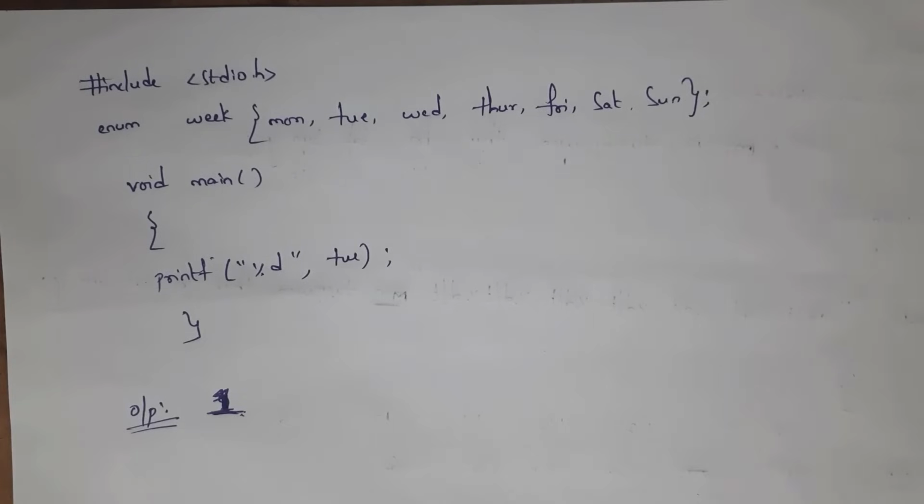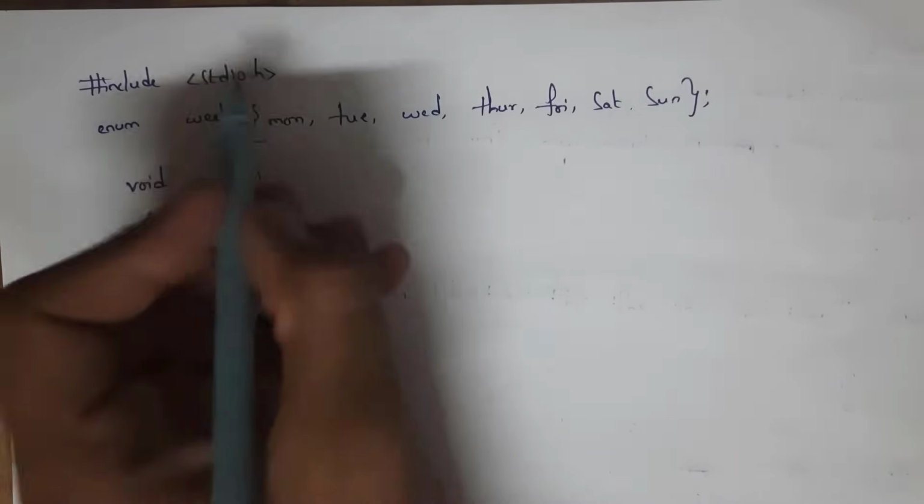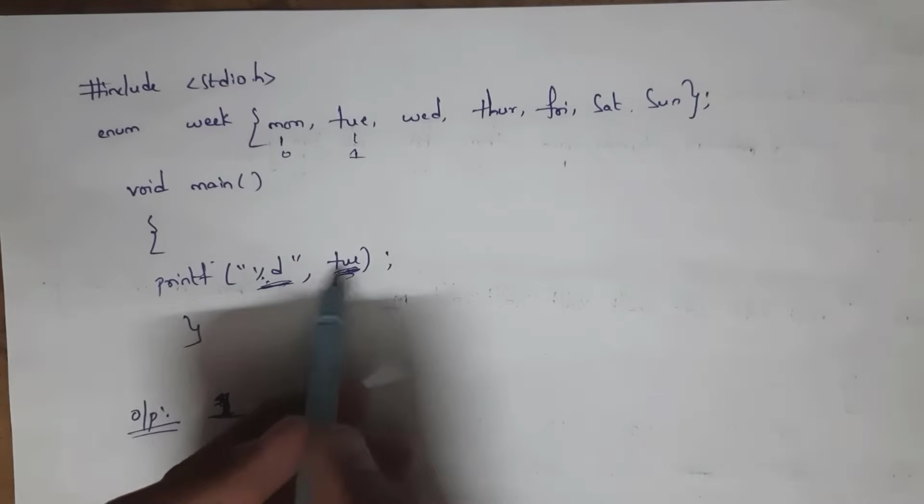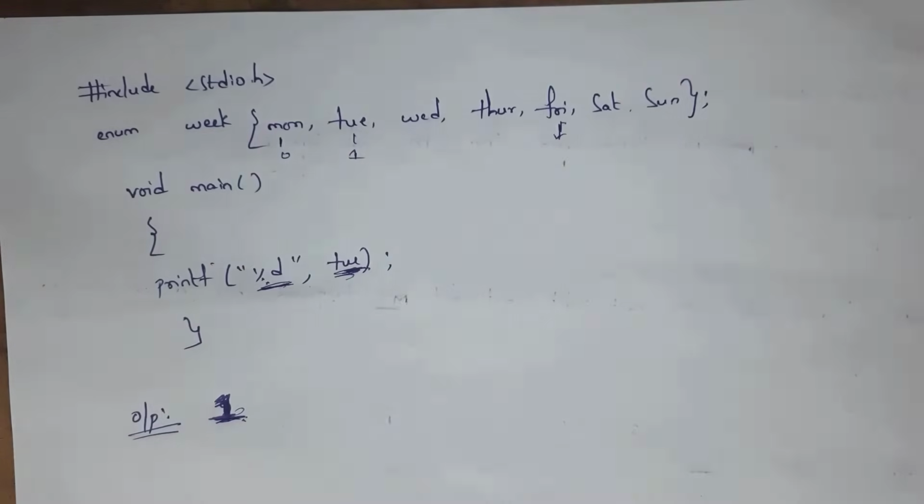This is another example. In this example, I wrote printf %d, Tuesday. As I said before, by default it will take the first value as 0 and the second value as 1. Here I wrote %d and Tuesday. So I will get output as 1. For example, if I write Friday here, then I will get output as 4.